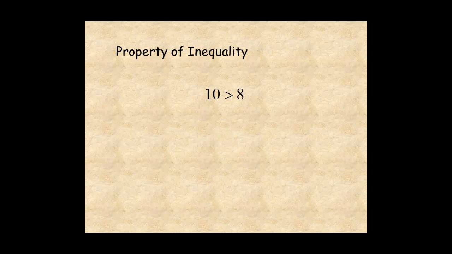This works because of the property of inequality that says an inequality remains true when you add or subtract the same number on each side. Notice that the inequality 10 greater than 8 is a true statement. If you subtract 3 from each side, you get 7 is greater than 5, which is still true.